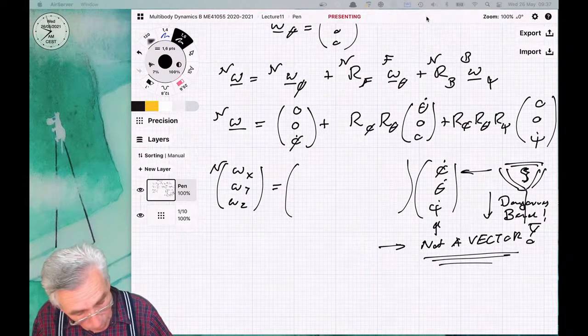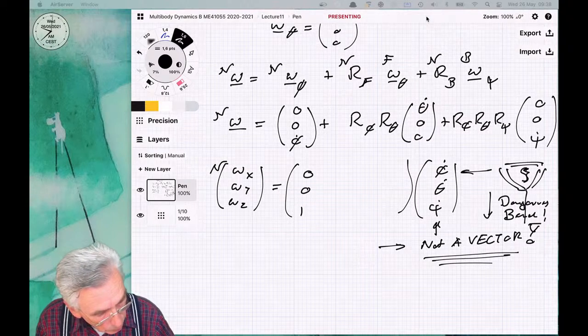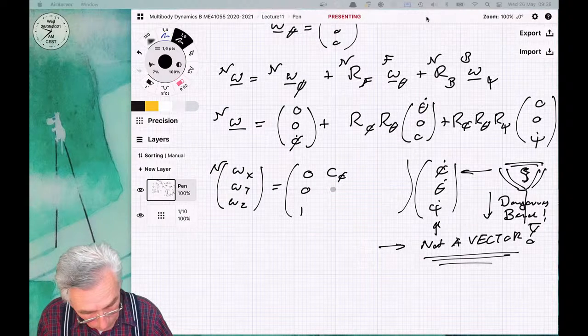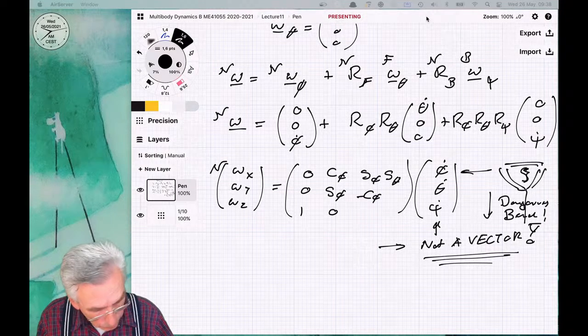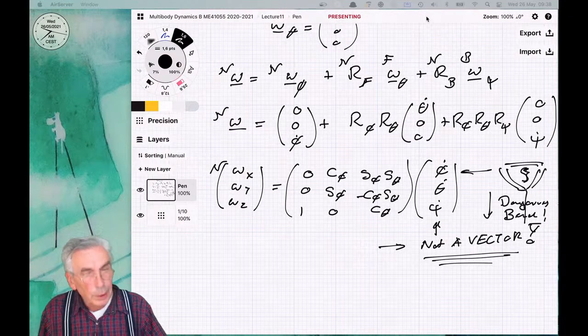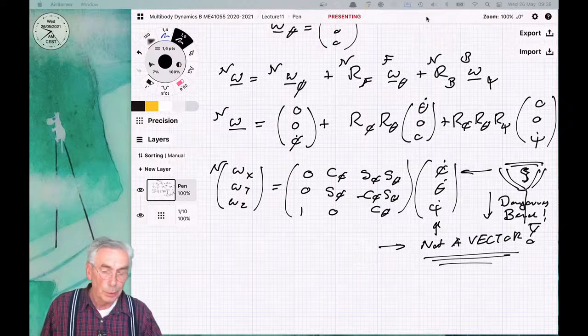If I fill in the numbers, and I just copy from my sheet here, it's a nice thing to do at home: cosine phi, sine phi, 0, sine phi, sine theta, minus cosine phi, sine theta, cosine theta. So we see a very simple linear mapping from the omegas to the time derivative of the Euler angles.